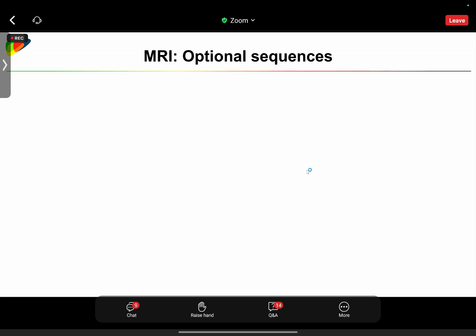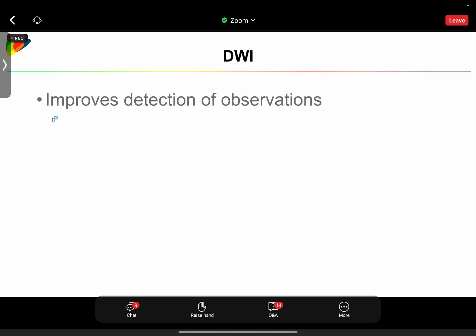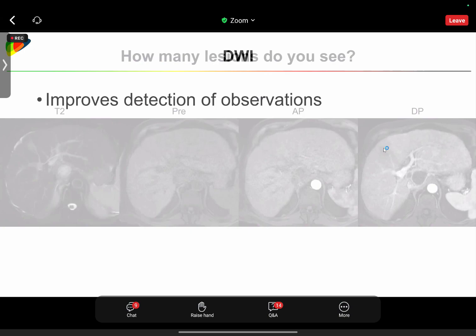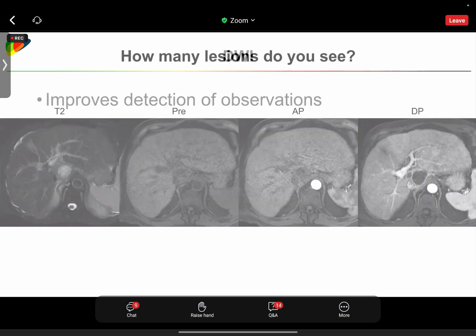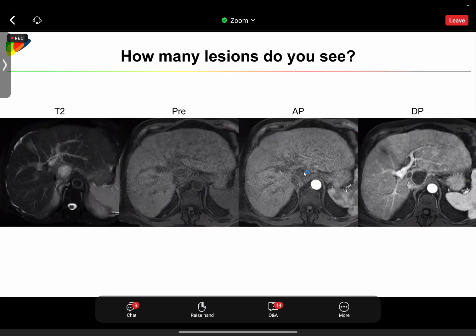MR also has optional sequences. Believe it or not, DWI is optional but recommended because it improves detection of observations. So I'm going to pause here for a second and just look at these images. We have T2, pre, arterial phase, delayed. Arterial phase is very early, but still. How many lesions do you see, right? So our eye, of course, immediately jumps to this treated lesion in segment 4. Everything else looks pretty decent.